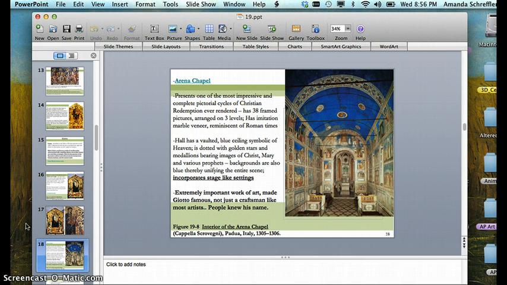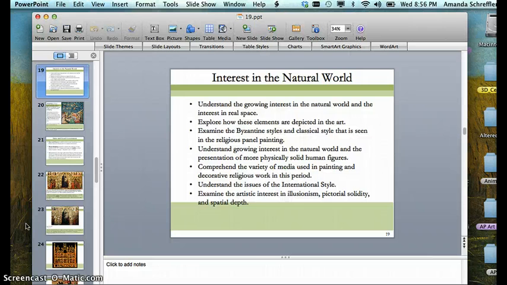We talked about the Arena Chapel, very important. Know the purpose of this chapel. Do you remember the purpose? Was it public? Was it private? Who was it made for? Think about that. All right, what medium was used to paint these walls? So think about all of that and remember what we discussed in class.